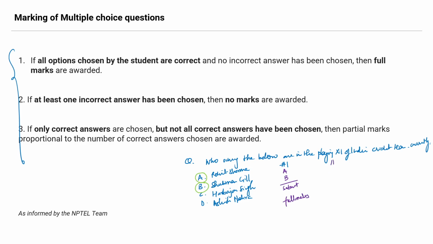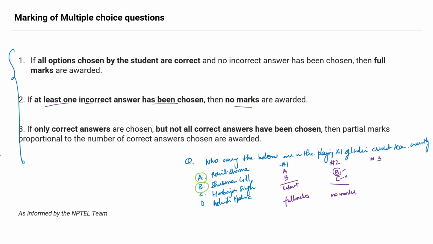All right. Let's take scenario 2. If at least one incorrect answer has been chosen, then no marks. What I did in scenario 2 was I chose B and I also chose C by mistake. Although I've selected one correct answer, I've also chosen C, which is the incorrect response. In this scenario, no marks will be given to me. Okay. I believe I'm clear.